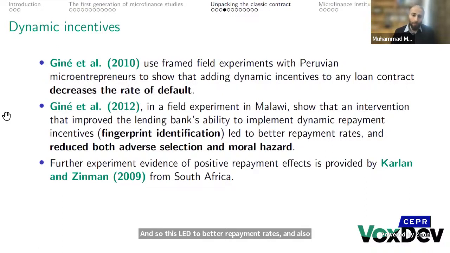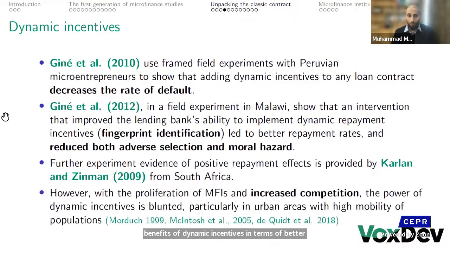And we also have experimental evidence from South Africa, which is more of a consumer credit experiment, but similarly shows the benefits of dynamic incentives in terms of better repayment outcomes for microcredit. Now, just one thing to mention is that the power or the benefit of dynamic incentives could be really reduced a lot if there's a huge expansion of microfinance with lots of institutions and greater competition. It could really blunt the benefits of dynamic incentives.